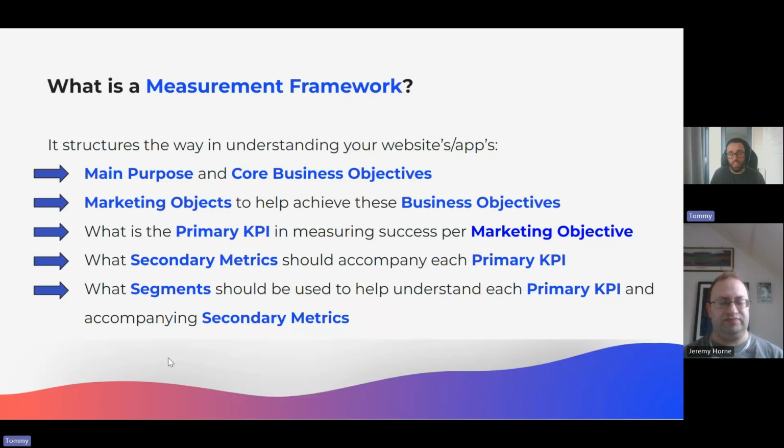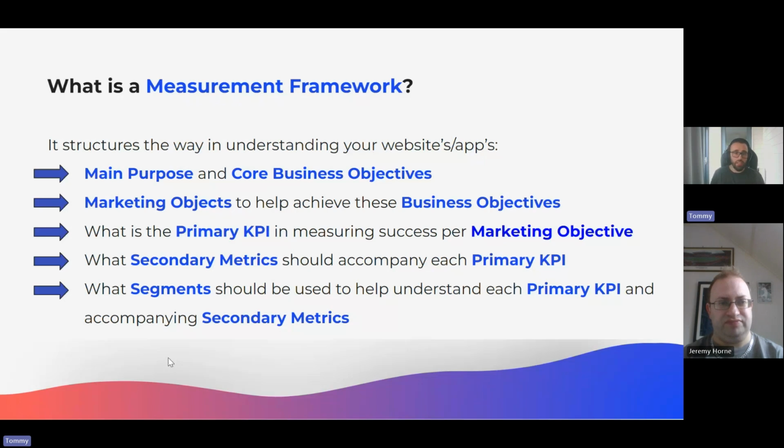Next to that is looking at what secondary metrics you should accompany each pillar, each marketing objective, and therefore backing up these primary KPIs. What should that look like? What secondary metrics can accompany this to help justify or understand why that primary KPI didn't hit those targets? It can help you back that up. So you want those secondary metrics to accompany those.